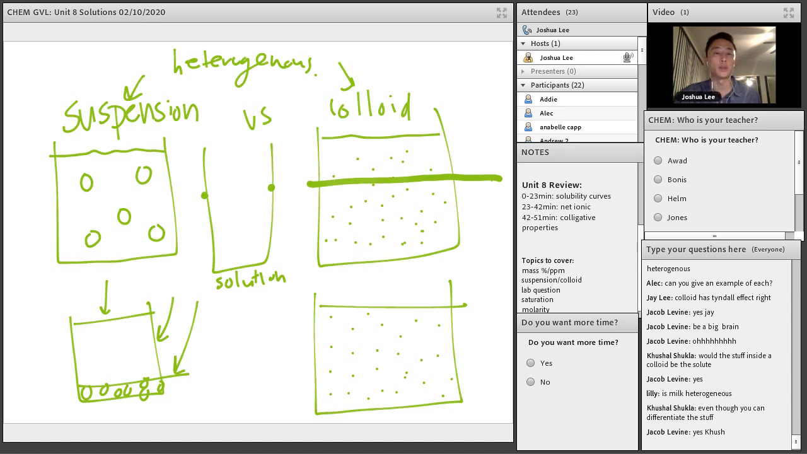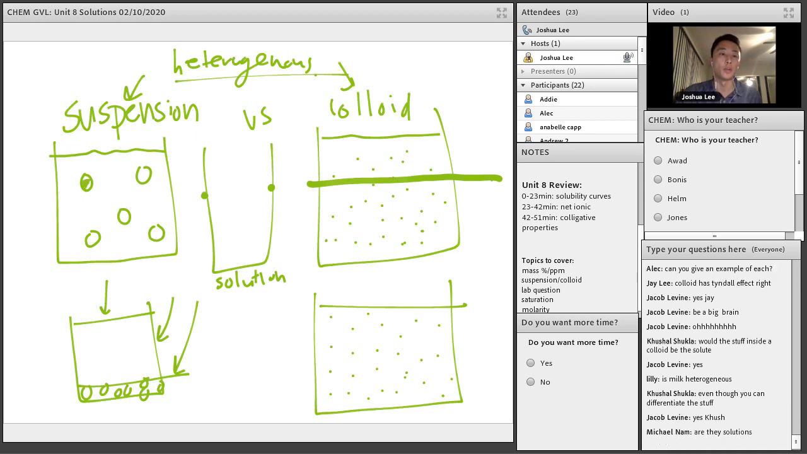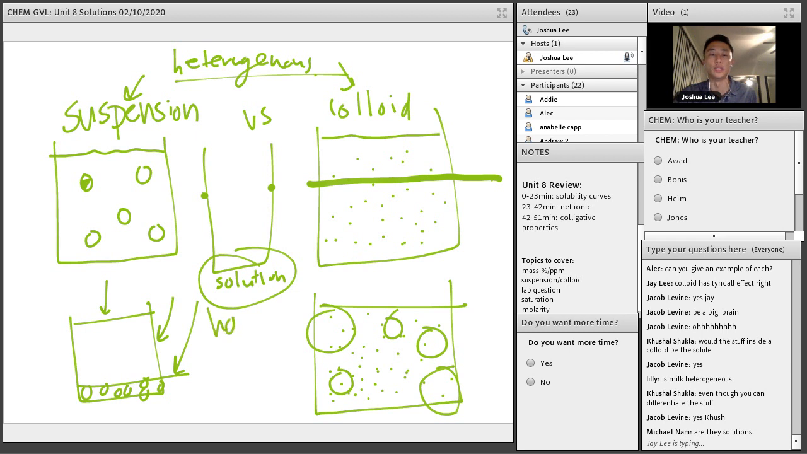So suspensions and colloids are both heterogeneous mixtures. It's just that in a suspension, the particles are big enough where they will settle out. The colloid looks like it's homogeneous, but it's heterogeneous. If you grab this part and grab this part, it will have different compositions throughout, everywhere you look. So solutions have to be homogeneous.